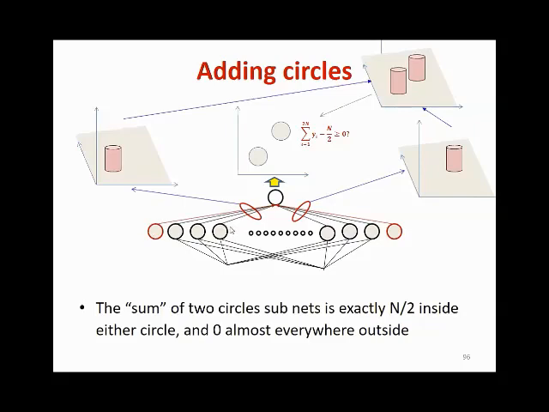So this portion of the network composes this cylinder, this portion of the network composes this cylinder. What will the total sum look like? The total sum is going to look like the sum of this cylinder and this plot and this plot. And because the sum is 0 outside of these cylinders, the total sum is going to look like this guy here with a double cylinder, where the sum is n over 2 inside either of these cylinders and 0 outside.